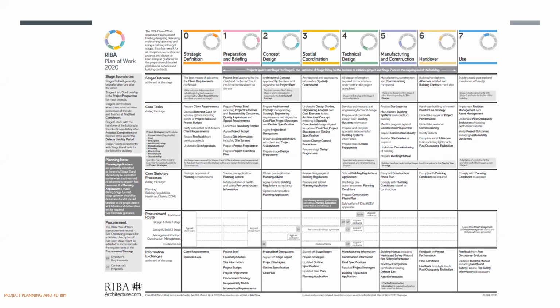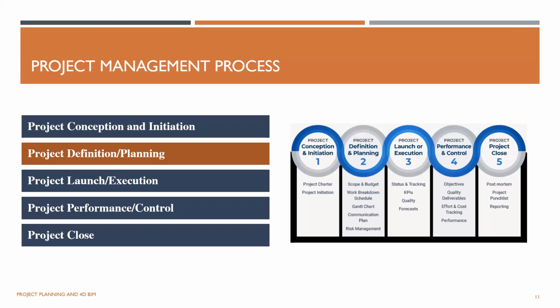it's mainly focusing, especially in the construction team, only on this project management process. So this is the project management process you should know before going to the next step. There are mainly 5 steps: project conception and initiation, then project definition and planning, and the third one is project launch and execution, and project performance and control. Finally, project closeout. So we are going to highlight the second one, because we are mainly focusing on project definition and planning.